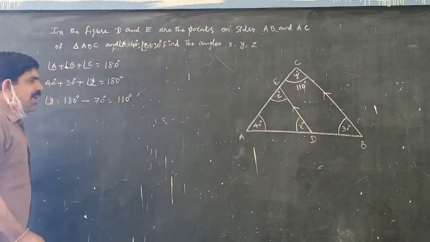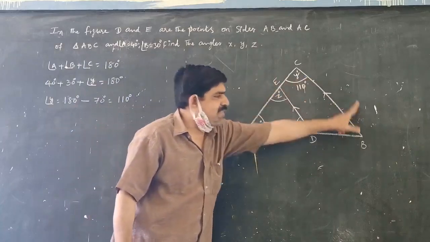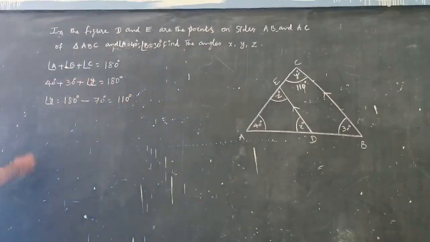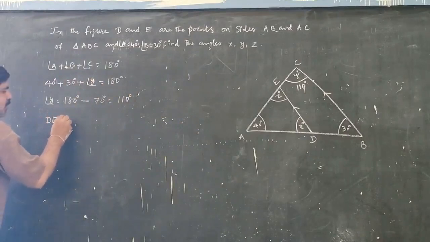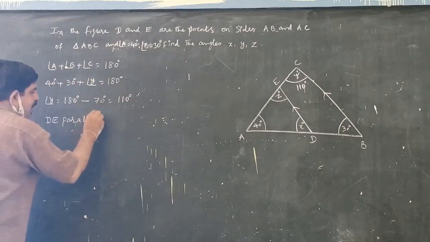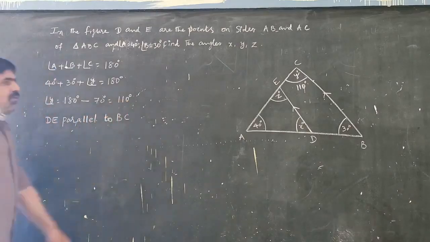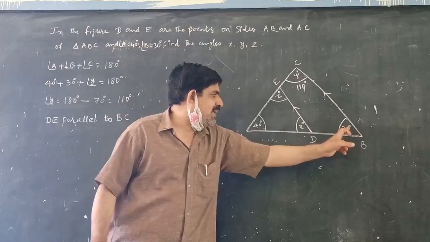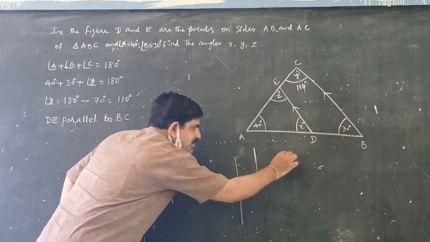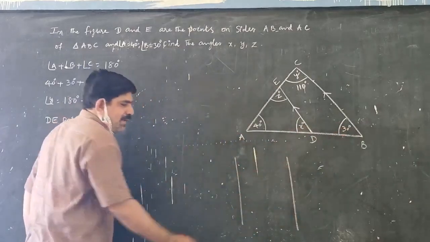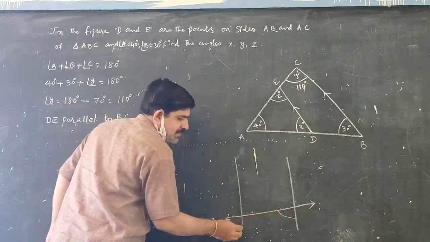Next one. See here, DE and BC are parallel. DE is parallel to BC. Next, what are these two angles, angle B and angle D? These two lines are parallel, and this is the transversal. What are these two angles now?